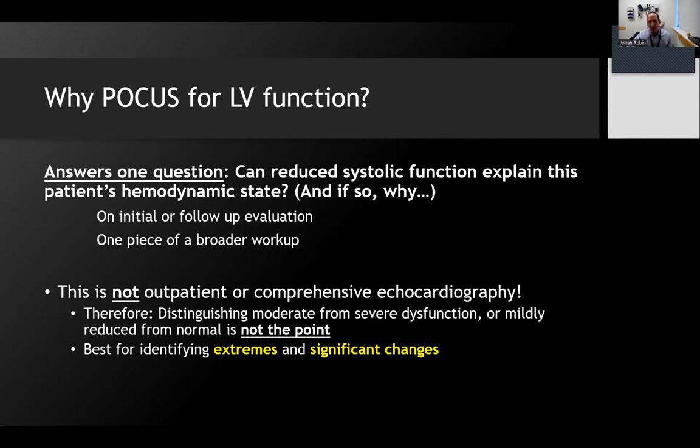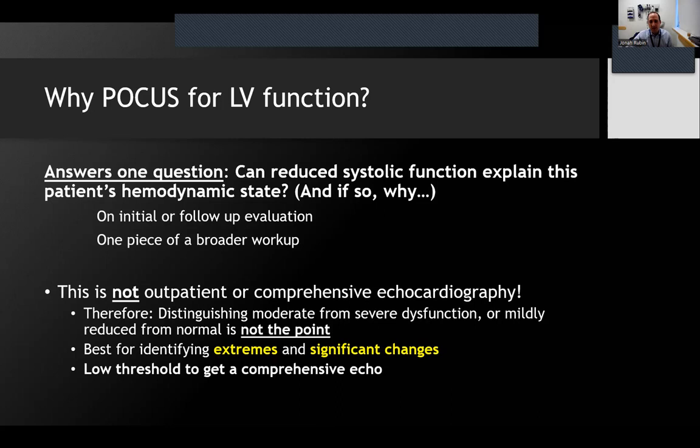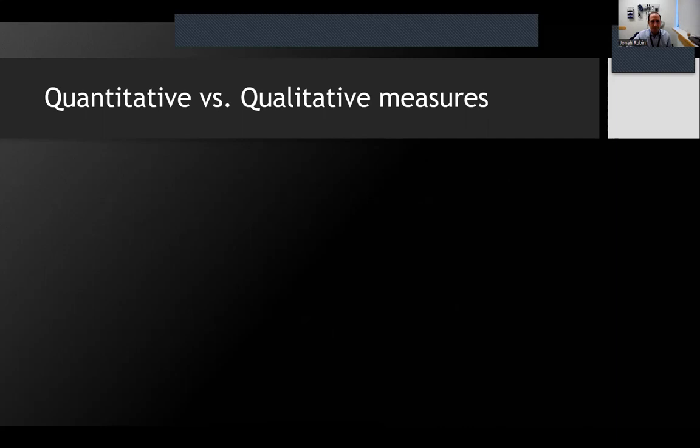But to begin with, an Echo will be able to show you if the heart is not pumping at all, or if it's pumping what you think is probably normal. But if you're trying to get a specific EF or you're trying to answer a nuanced question, that's what the comprehensive echoes are for. I wouldn't generally use a POCUS echo to obviate the need for a comprehensive echo.